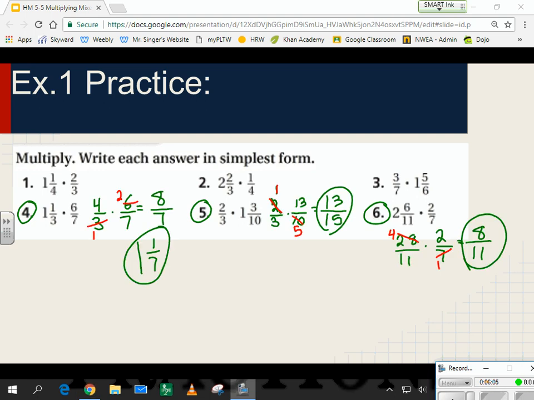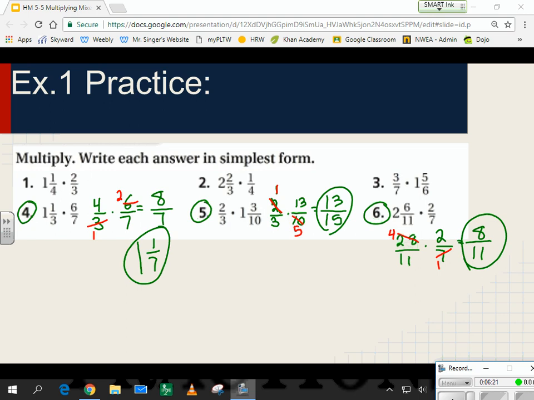And here are the answers you should have gotten for 4, 5, and 6. So again, for 4, I cross-simplified as soon as I could. And I got 8/7. Well, we can't keep that. That's improper. So divide 7 into 8 once with a remainder of 1 over 7.